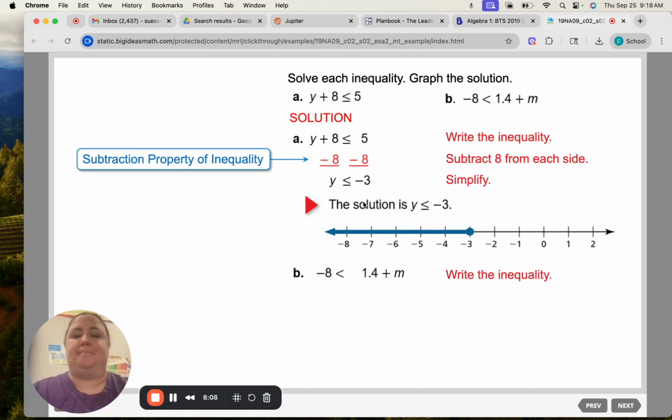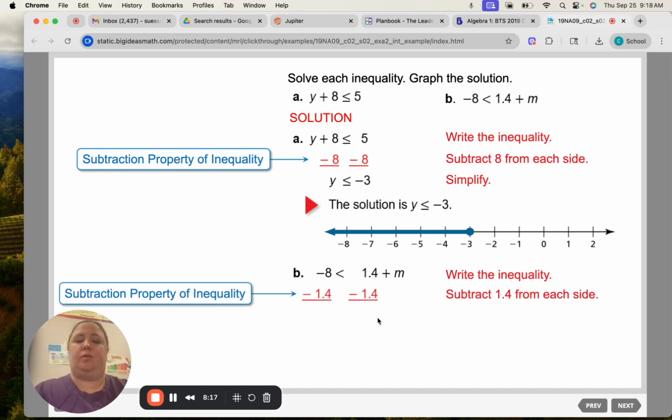All right, let's do B. -8 is less than 1.4 plus m. How do I get m by itself? You subtract 1.4. Subtract 1.4 from both sides. So what is -8 minus 1.4? -9.4. Very good. So -9.4 is less than m.